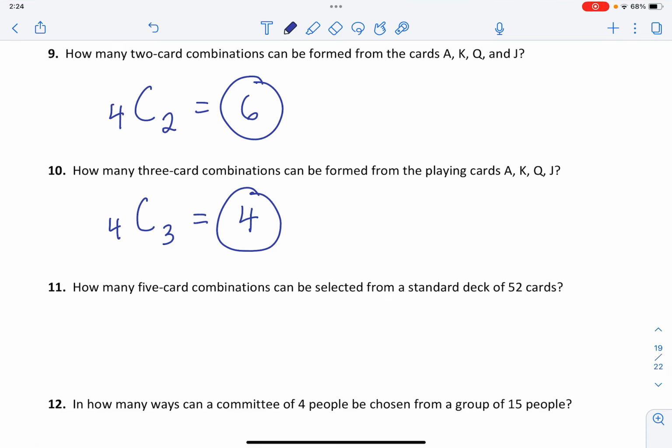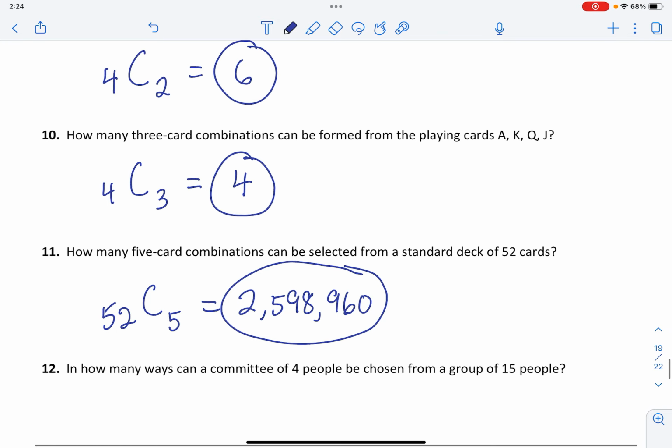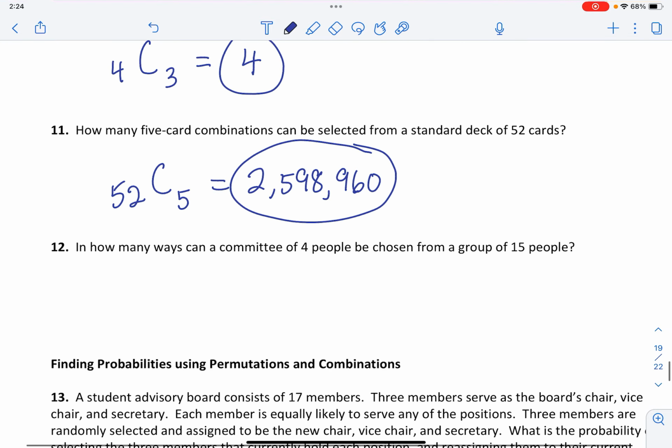How about 5 card combos from 52? That's going to be 52 choose 5. And that one's going to be pretty big. 52 choose 5. My calculator, whoa, 2,598,960 combos. That's a lot. So if you play poker, that's how many total possible poker hands there are, because poker is based off of 5 cards. Okay. How many ways can a committee of 4 people be chosen from a group of 15? 15 choose 4. Right. 15 choose 4, 1,365 ways.